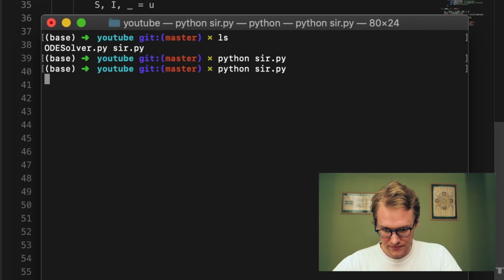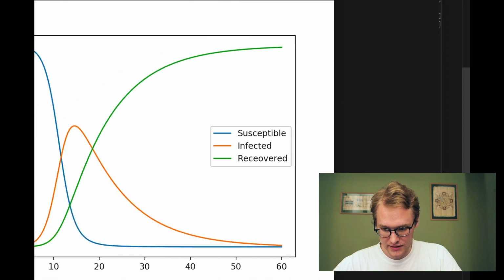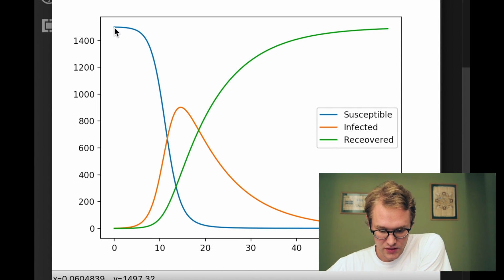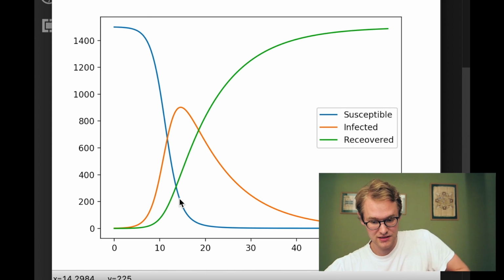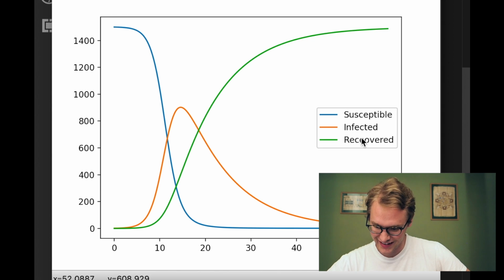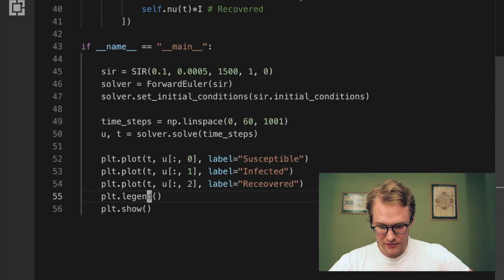Okay, let's see. Here we go. Look at that. So here we see the susceptibles. They start at 1500, and we have 1 infected guy. So we see that people get more and more infected, and it reaches a peak here, and at the same time the susceptibles fall, as one would assume. And the recovered, they keep going. So yeah, that's cool. And now we can play around with this thing.